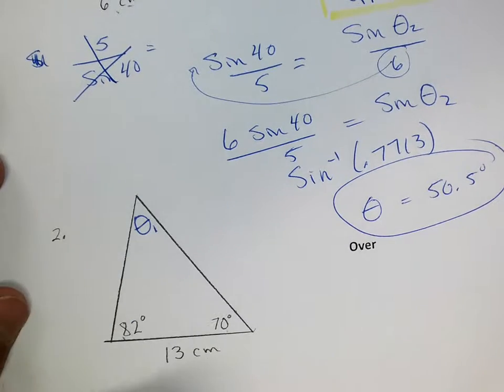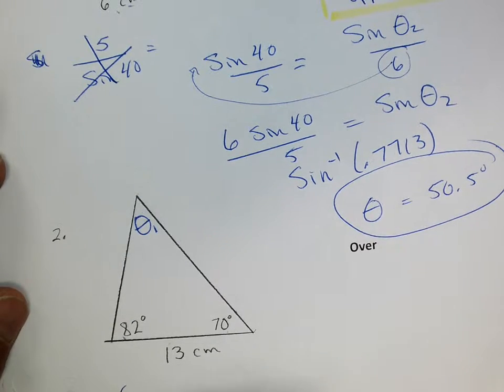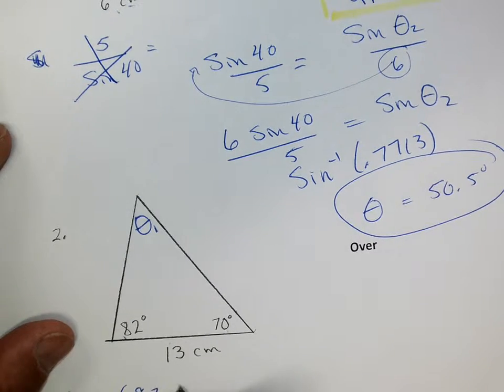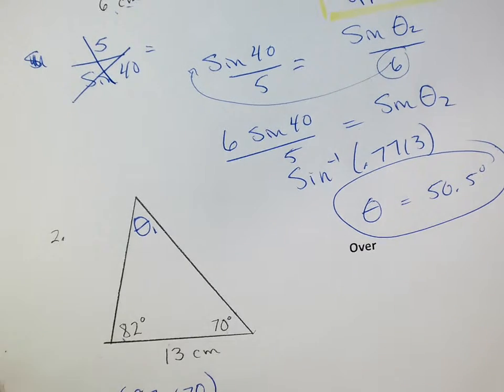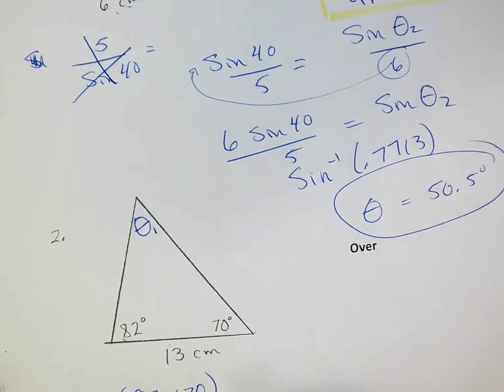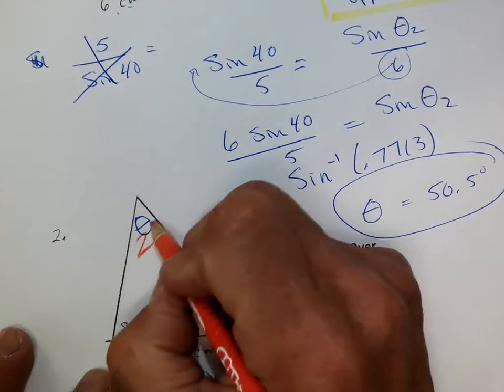So let's just go 180 minus parentheses 82 plus 70. And let's see what that's going to be. 180 minus parentheses 82 plus 70. And I get an answer of about 28 degrees. Okay, so let me put that in there. I know that angle's 28 degrees, so I'm just going to put 28 degrees in there, okay?